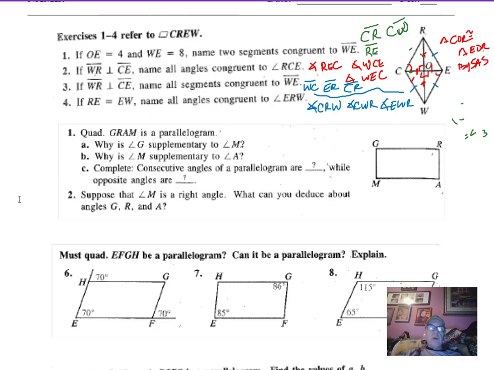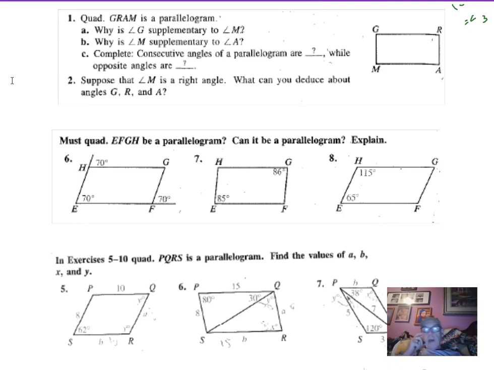Let's look at the next one here. Quadrilateral GRAM is a parallelogram. Why is G supplementary to M? Well, if you have a parallelogram, these opposite sides are parallel. We mark them. And G and M are same side interior angles. Same side interior angles have to be supplementary when you have parallel lines.